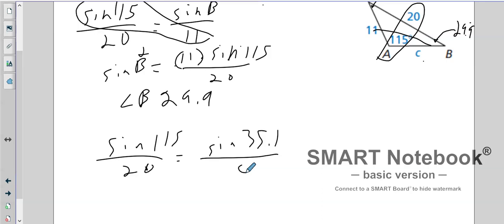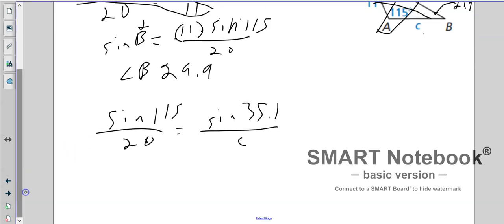And again, if I wanted to, I could have erased this and used sine of 29.9 over 11. I could have used that one. I'm just using the same one I started with. It doesn't matter. You'll get the same answer every time. So here I'm finding a side C, so there's not going to be any inverse sine.